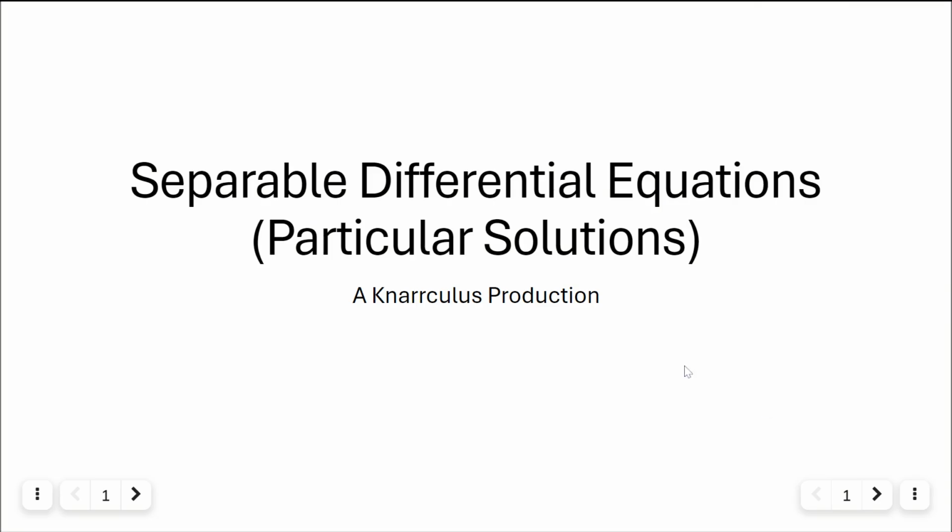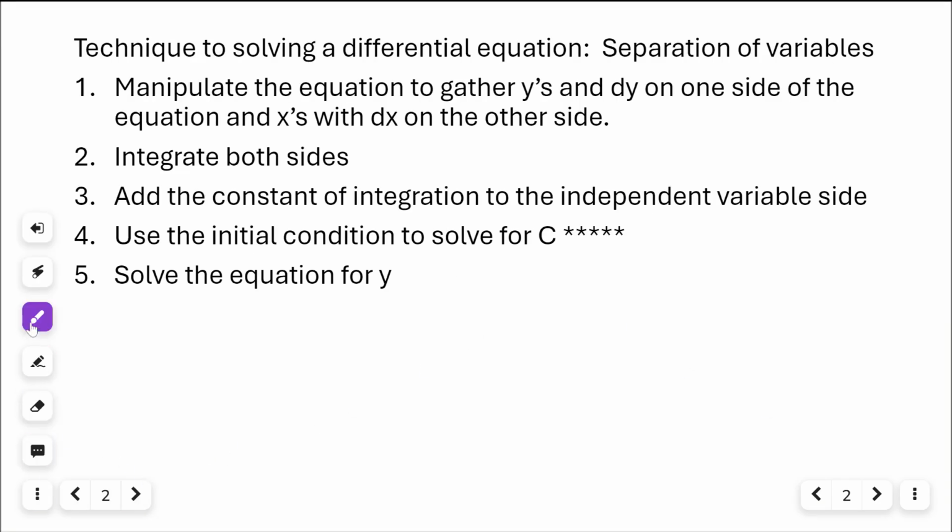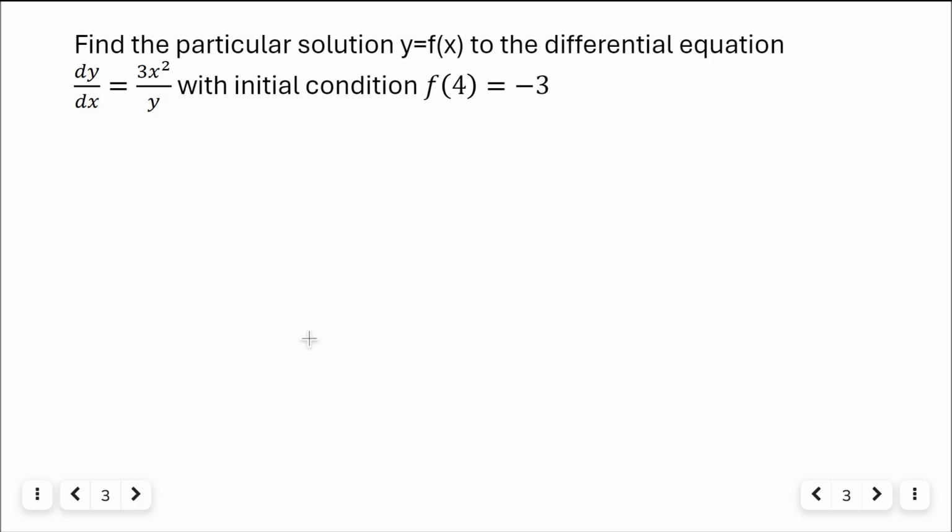Most of this stuff you already know. Okay, we've already done it. So our technique to solving a differential equation here is separation of variables. Still the same steps at the beginning here. Okay, gather your y's and dy's on the left, x's and dx's on the right. Normally, integrate both sides, add the constant of integration to the independent variable side. Step 4, there it is in the middle. So in step 4, you're going to use the initial condition to solve for c. Okay, stick it back in there, put that number in there, and then you're going to go solve the equation for y. So we threw one step in the middle here. That kind of adds to the work, one extra step. Okay, all right, so let's get started. Let's see how it all works.